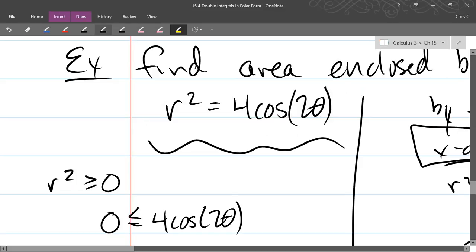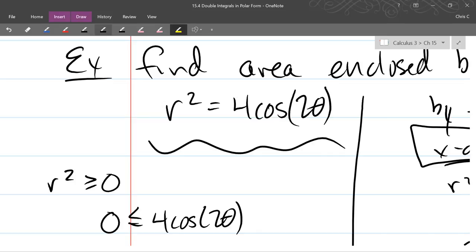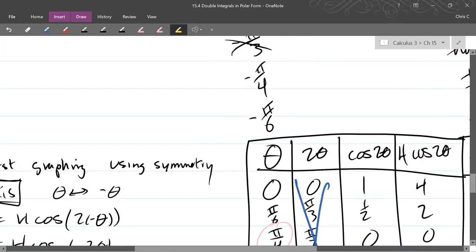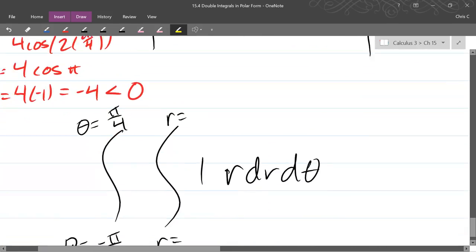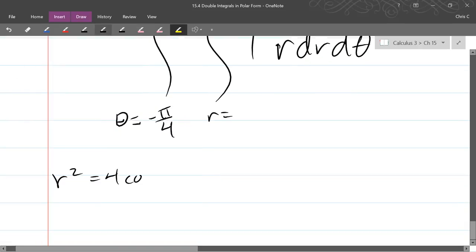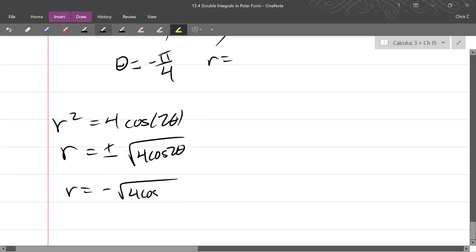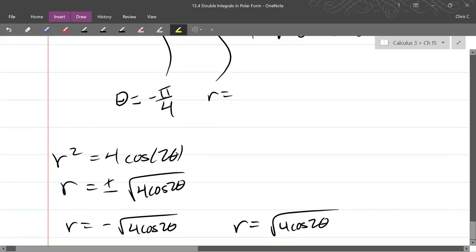So we said r squared has to be greater than 0. Yeah, we're going to go 0 to 4 cos 2 theta. Whoa, we have to be careful. I need to solve for r, is what I need to do. Now, when you see it like this, r is between these two numbers right here. So these are the r bounds right here.